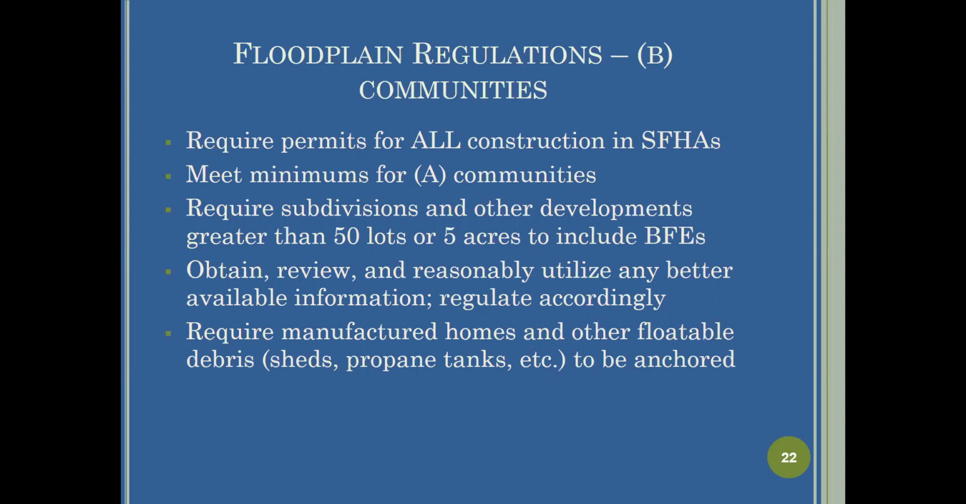If there's any better information available, maybe there's historic data from the highway department, there's a culvert or a bridge crossing nearby, and they've got evidence of the roadway having overtopped, and especially it's downstream of you. Well, what was that elevation? Regulate to that if you don't have base flood elevations. You always have to require that manufactured homes, sheds, propane tanks, anything that can float away has to be anchored. Those requirements are for B communities.